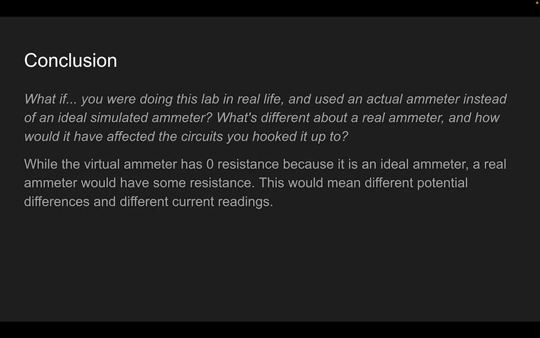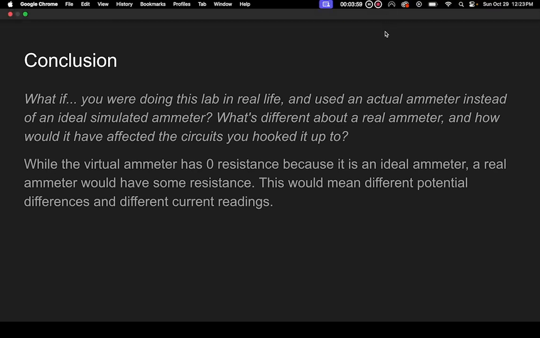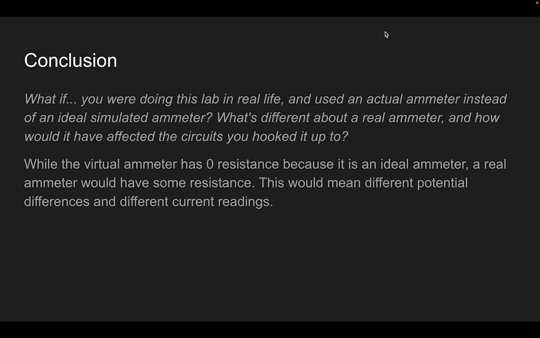Conclusion. What if you're doing this lab in real life and use an actual ammeter instead of an ideal simulated ammeter? What's different about a real ammeter, and how would it have affected the circuits you hooked it up to? While the virtual ammeter has 0 resistance because it is ideal, a real ammeter would have some resistance. This would mean different potential differences and different current readings. So that would change the numbers for everything.